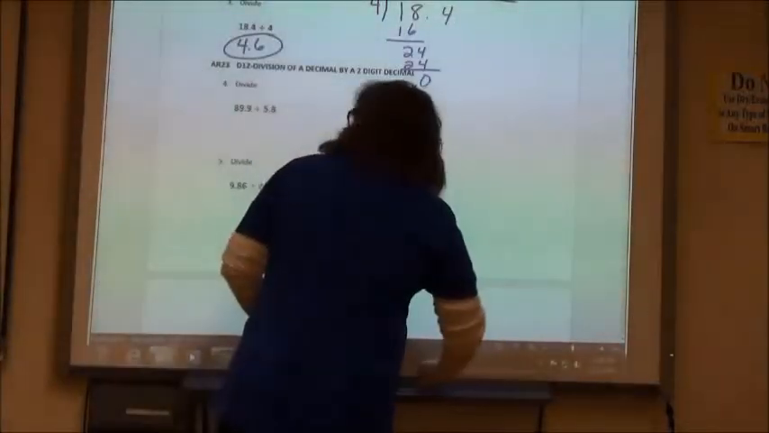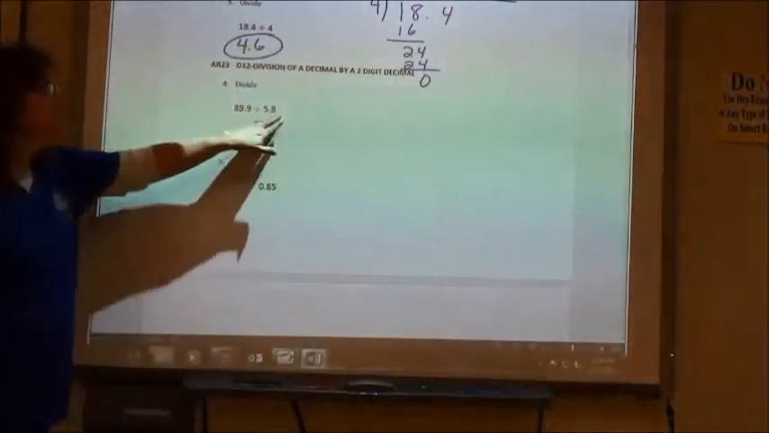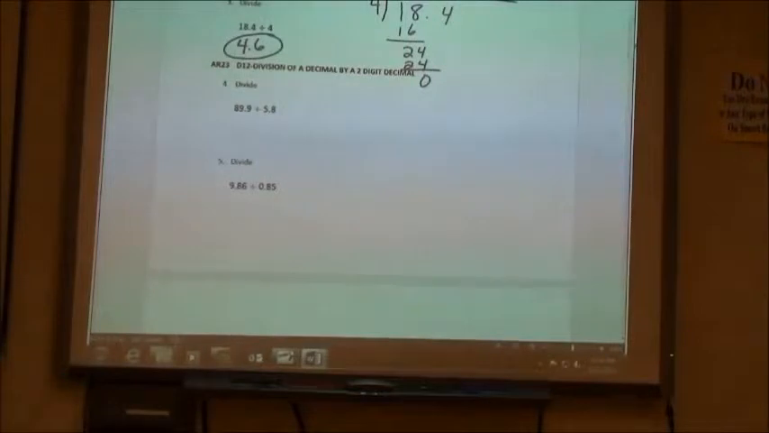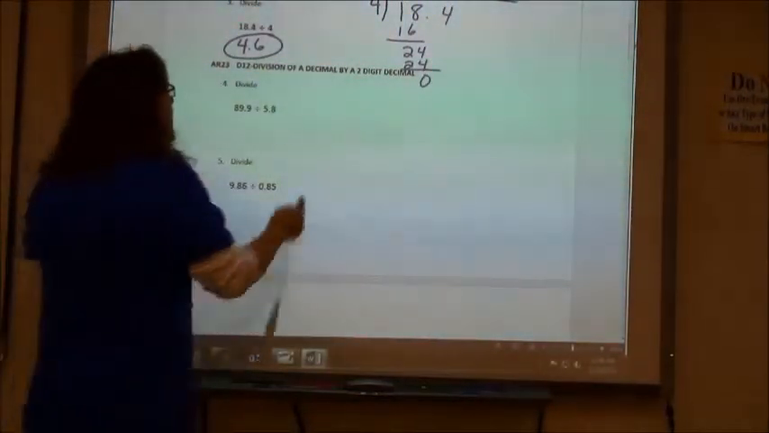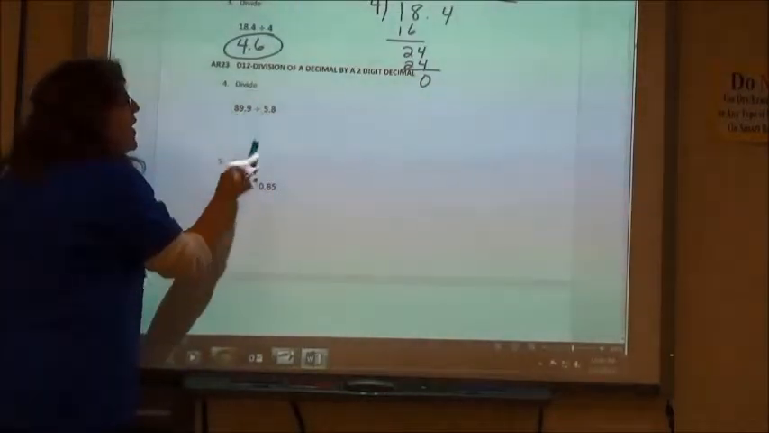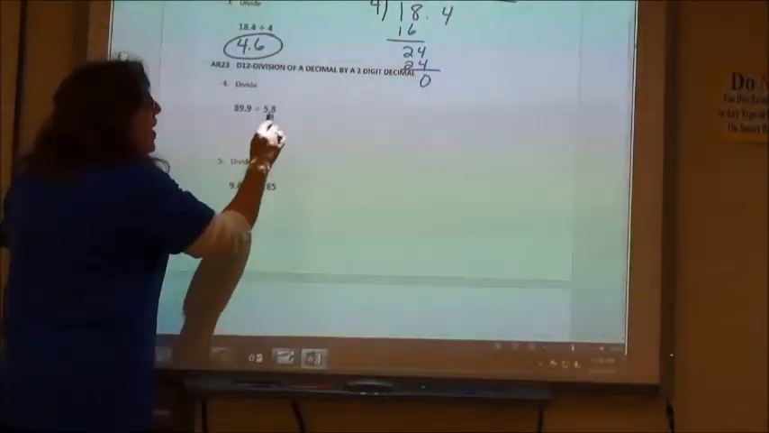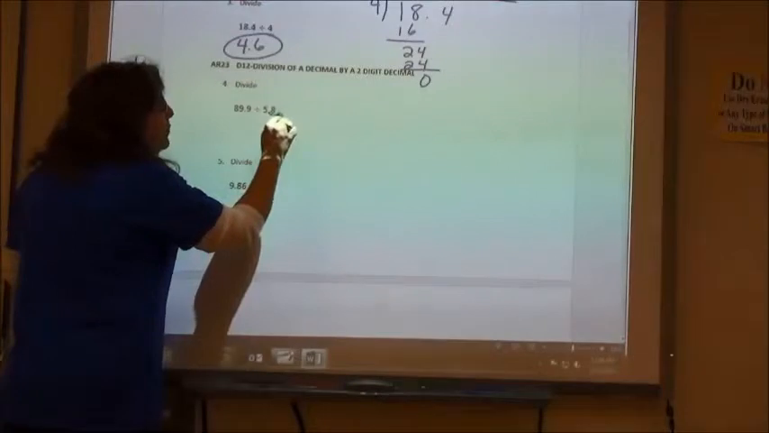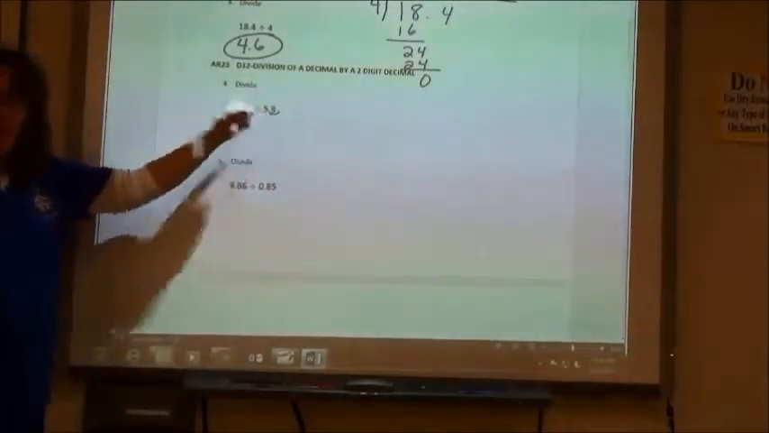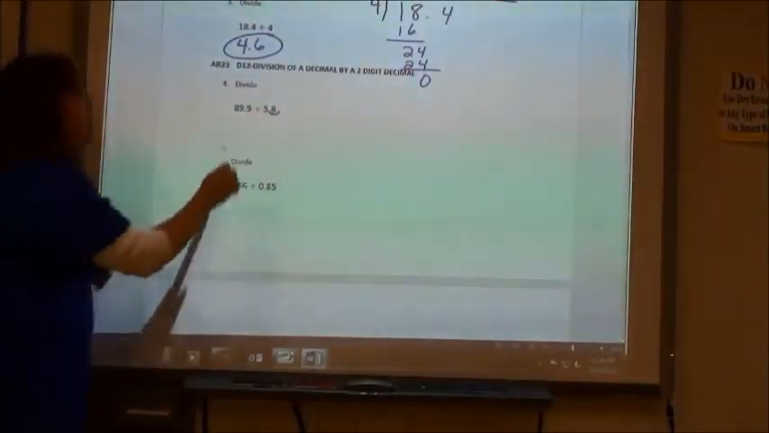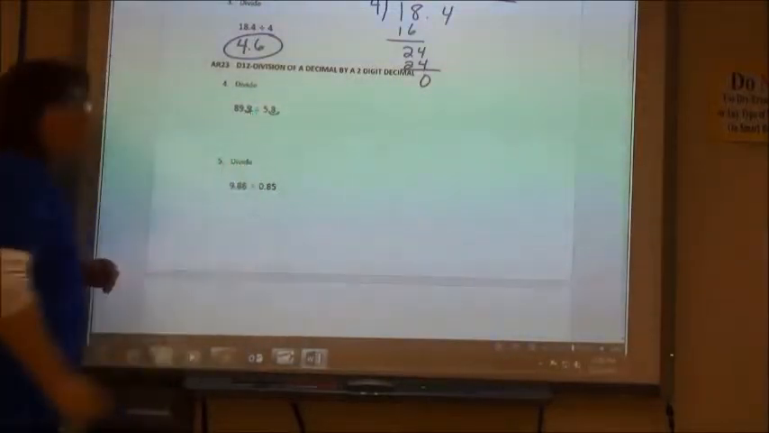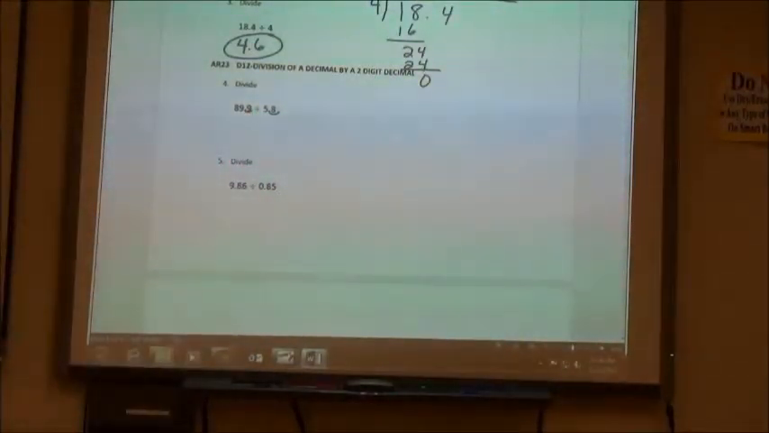The next one's when we are dividing with decimals and our divisor is not a whole number. The first thing we need to do is change it into a whole number. So if I have 89.9 divided by 5.8, I'm going to move my decimal over one place here so that I have a nice whole number. If I do that, I also have to move it one place here. I have to move it the same number of places on both numbers.